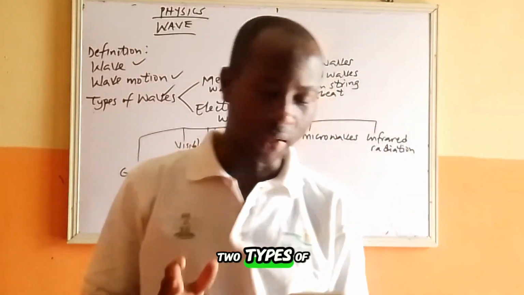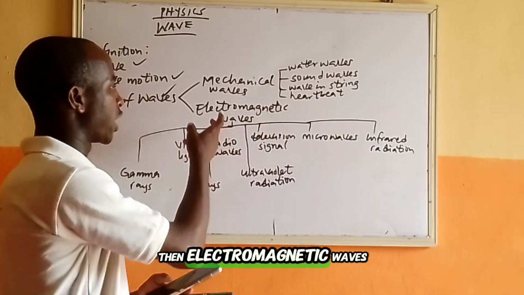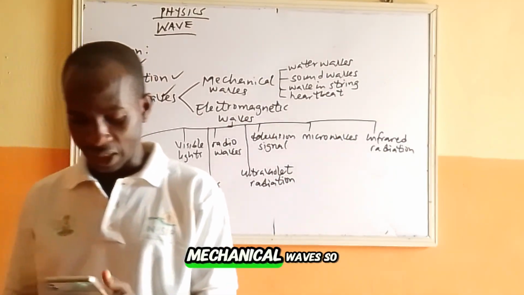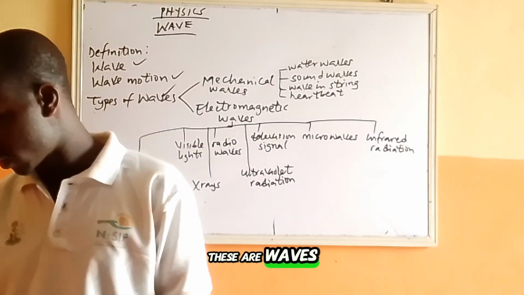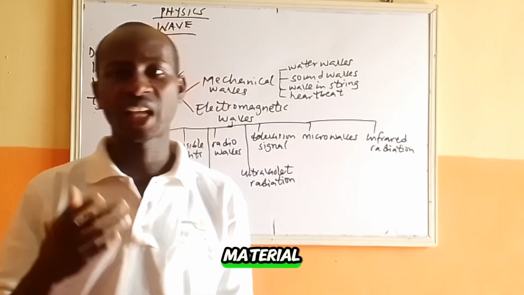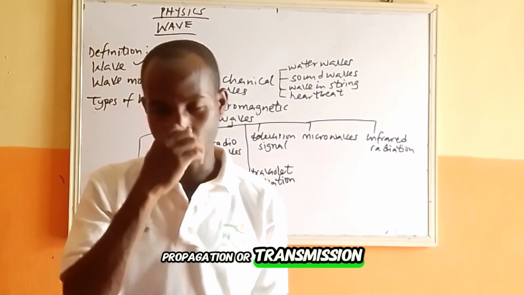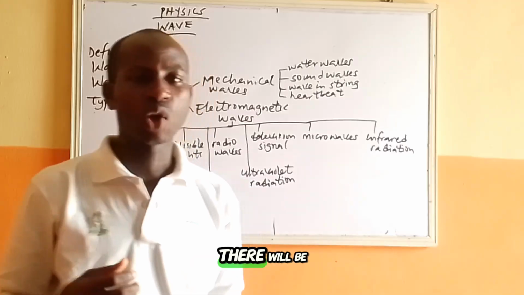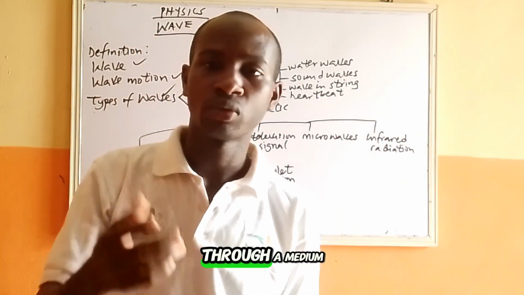Majorly, we have two types of waves, which are mechanical waves and electromagnetic waves. What are mechanical waves? Mechanical waves are waves that require a material medium for their propagation or transmission. Before a mechanical wave can occur, there must be a material medium. It will pass through a medium.